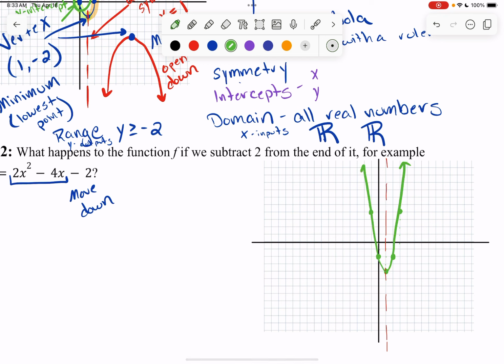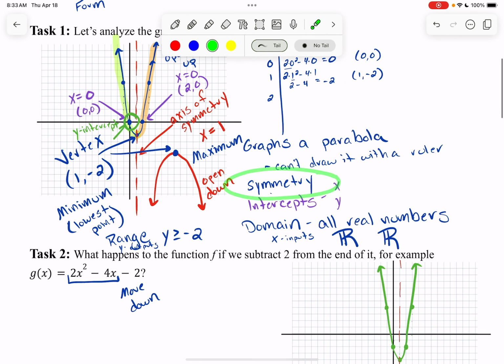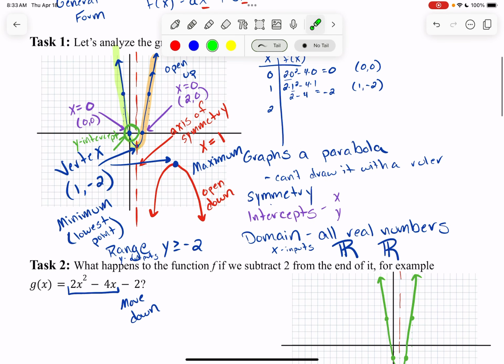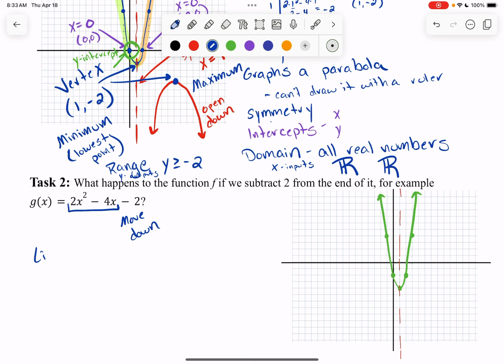Okay. So by moving it down 2, first of all, did the symmetry change? Did that axis of symmetry change? Up here, we had it at 1. It's still at 1. So symmetry did not change. The axis of symmetry is the same: x equals 1.